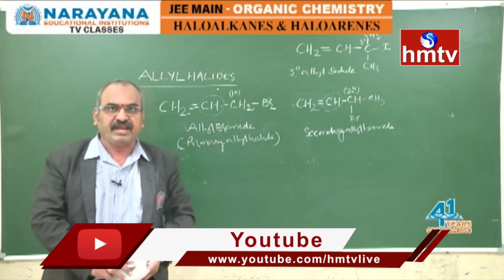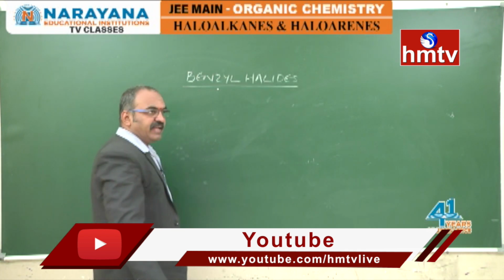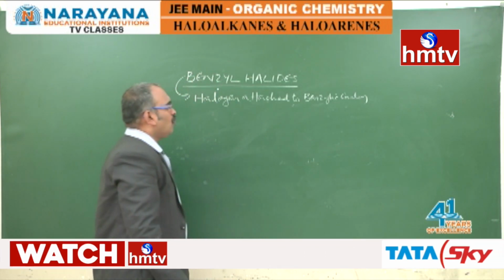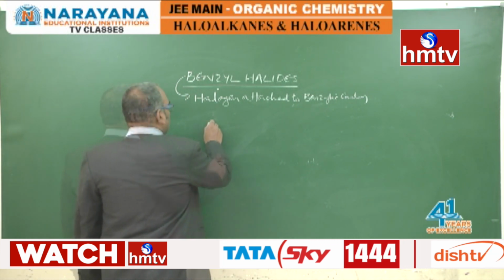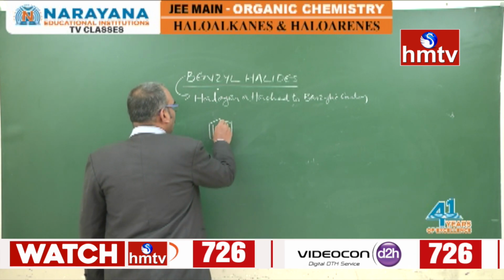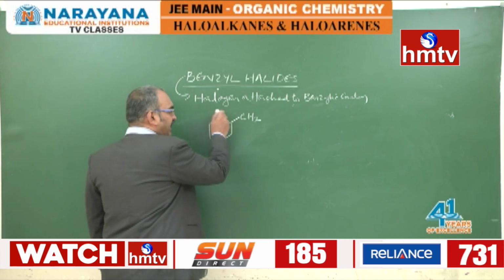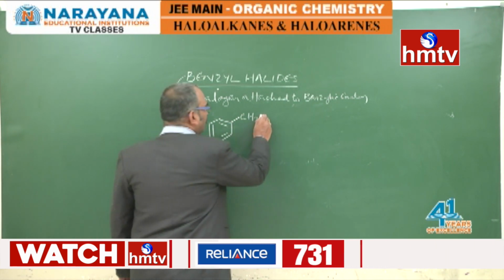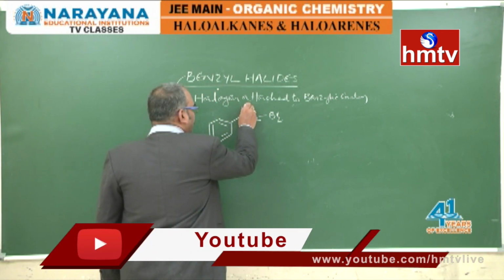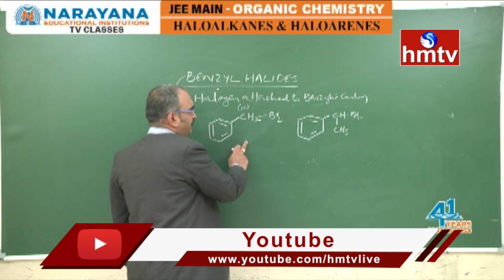So like that we can say, after allyl halides, benzyl halides. In benzyl halides, the halogen is attached to benzylic carbon. What is benzylic carbon? A carbon atom attached to a benzene ring is called benzylic carbon. This is benzylic carbon. So this is benzyl bromide. Here it is primary because it is attached to only one carbon. This is primary benzyl halide.